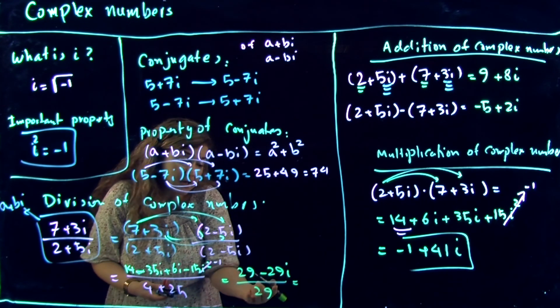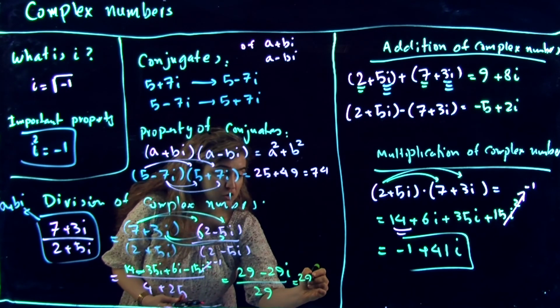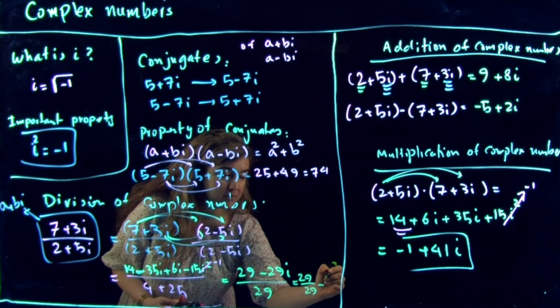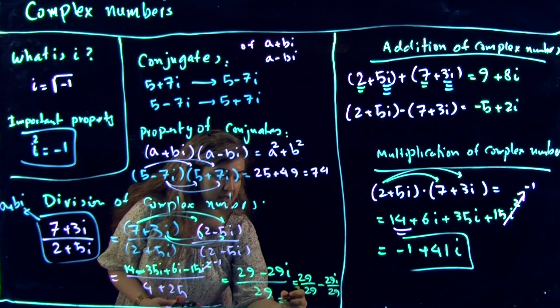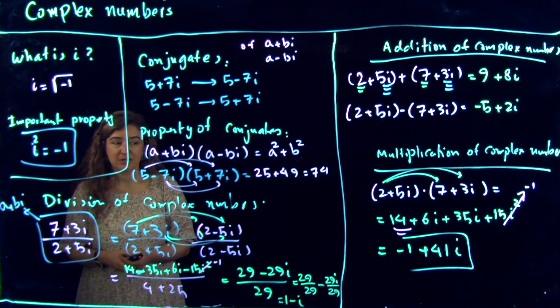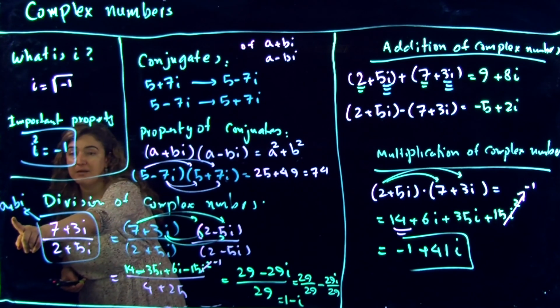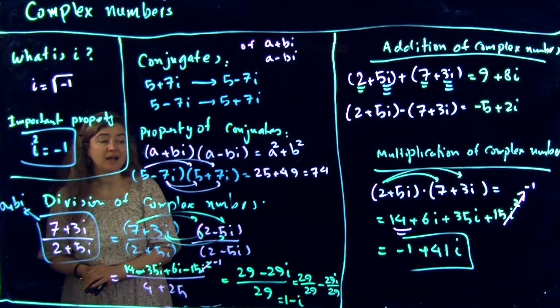And this actually, I can simplify further by going 29 over 29 minus 29i divided by 29, and the answer is 1 minus i. And we're done. And that would be the same format as a plus bi, and we are done.